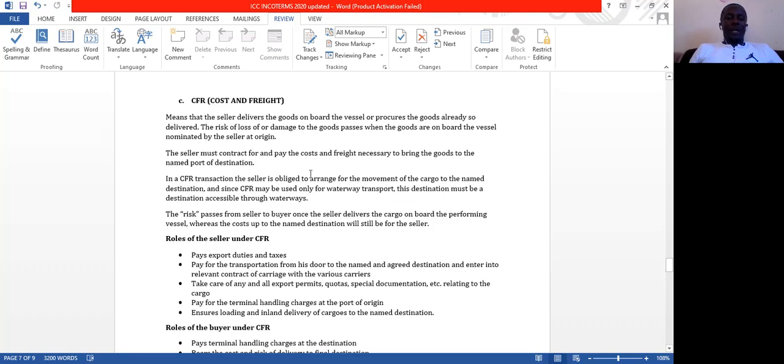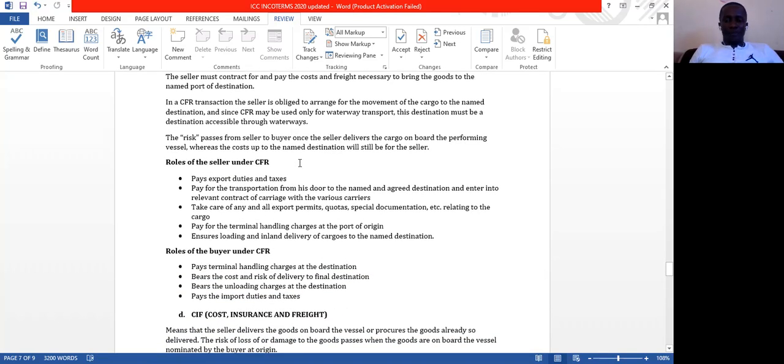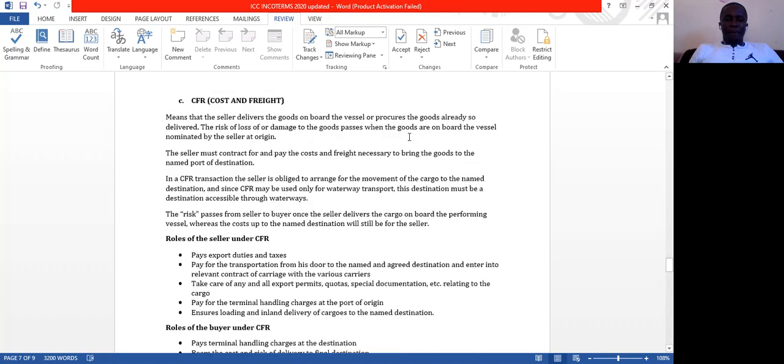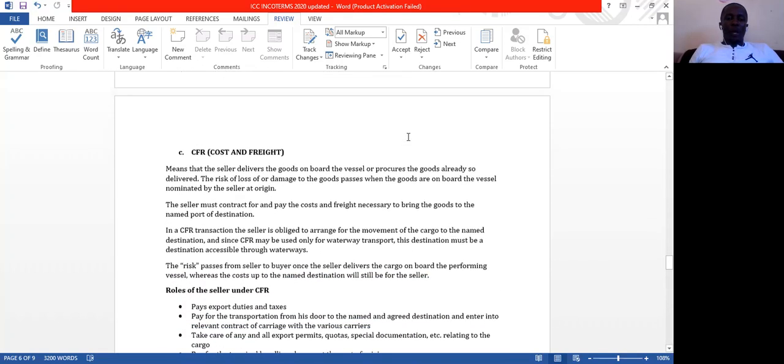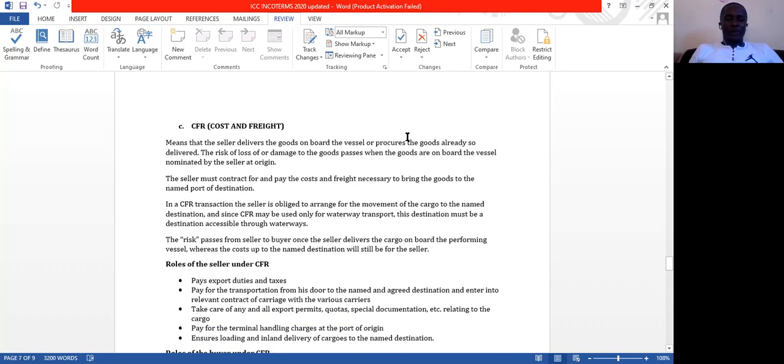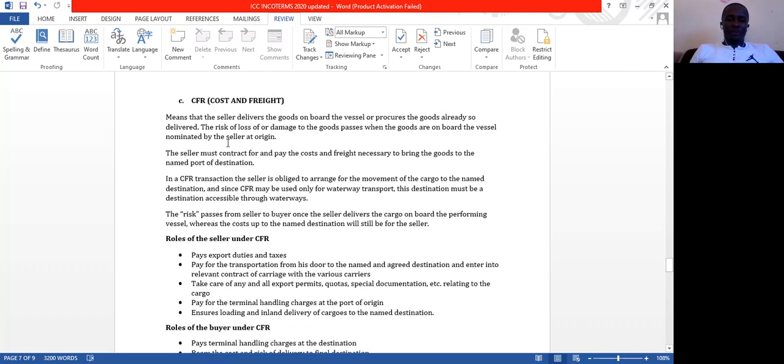All right. Oh, sorry. So we have the cost and freight, that is CFR. Now, it means that the seller delivers the goods on board the vessel or procures the goods already so delivered. The risk of loss or damage to the goods passes when the goods are on board the vessel nominated by the seller at the origin.